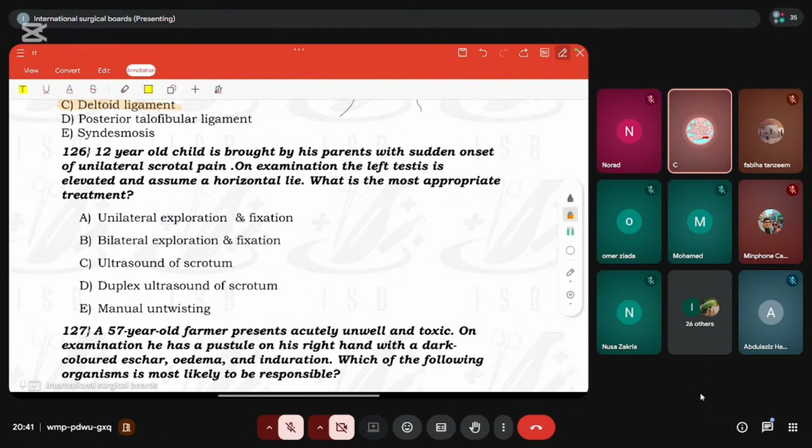A 12-year-old child is brought by his parents with sudden onset of unilateral scrotal pain. The left testis is elevated and assumes a horizontal lie. Not quite sure what that means. What is the most appropriate treatment?